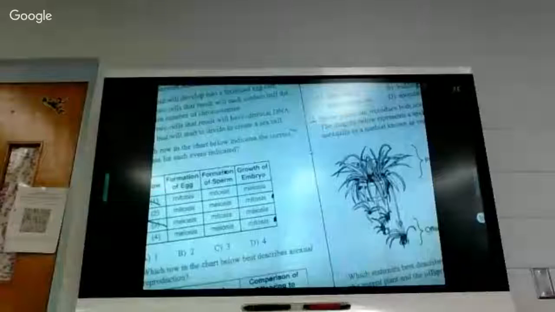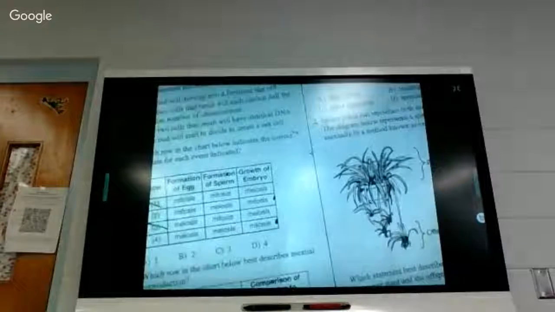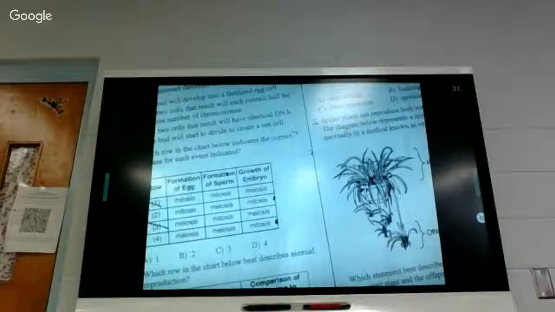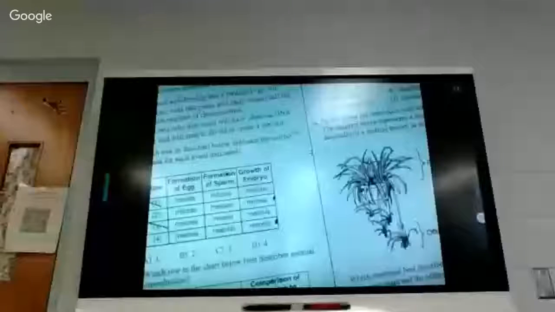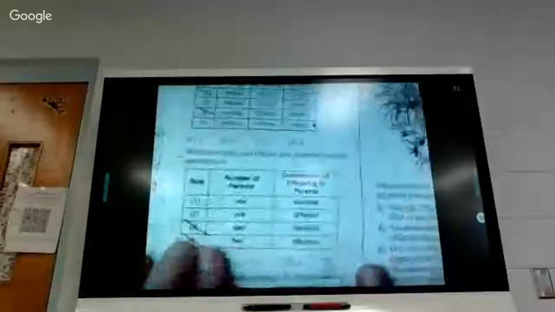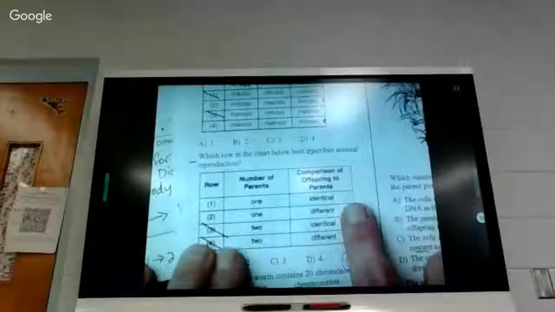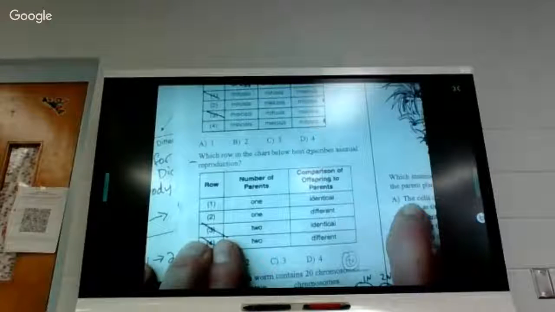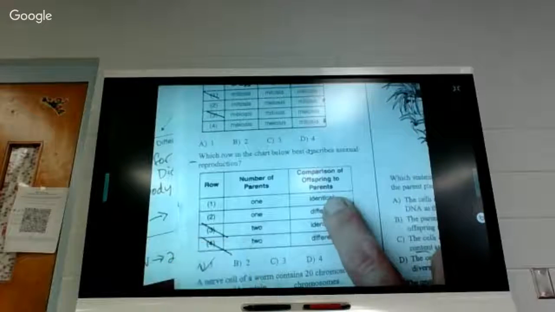The next one too. All right, so which of those describes asexual reproduction? First of all, how many parents do you always have for asexual? 1. So mark out the 2. Okay. So what's true about the offspring that are made? They're identical. Identical to the parent. You got it. So it's A.